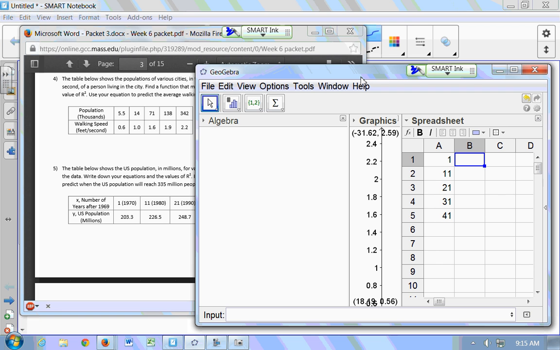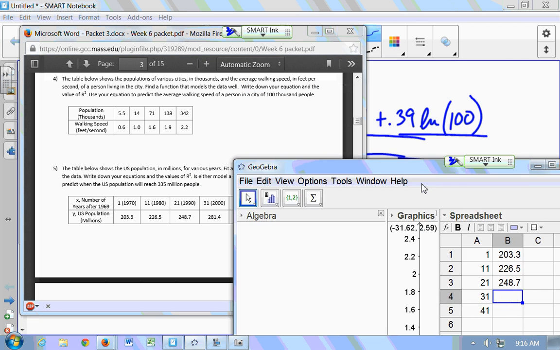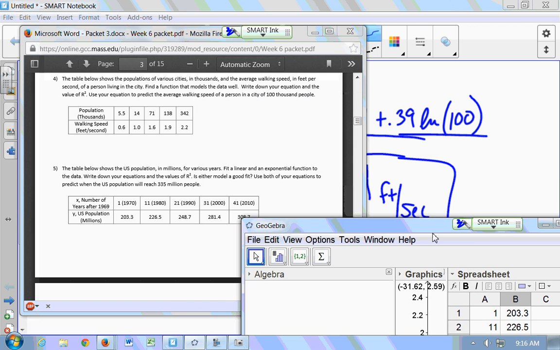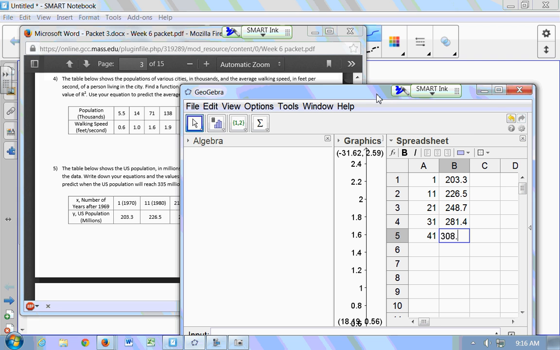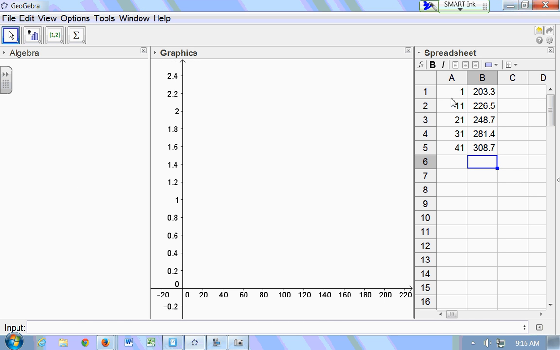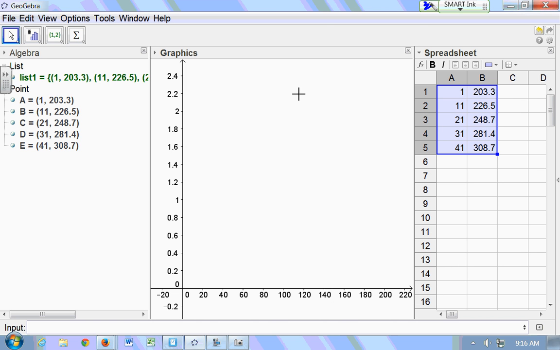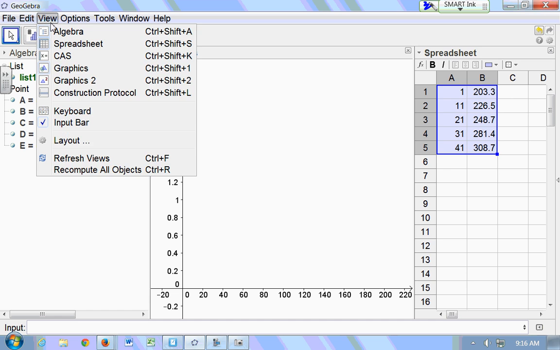And then the corresponding populations are 203.3, 281.4 and 308.7. All right, so we highlight all those, create a list of points. And then I can just hide my spreadsheet.